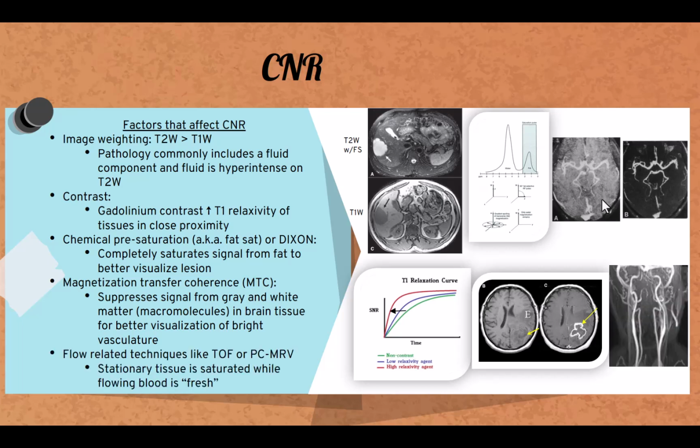And finally, flow-related techniques like time of flight and phase contrast MRV, where you get a difference between stationary tissue, which gets saturated out, and flowing fresh blood, which will appear hyper-intense.